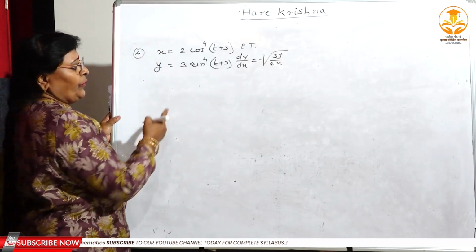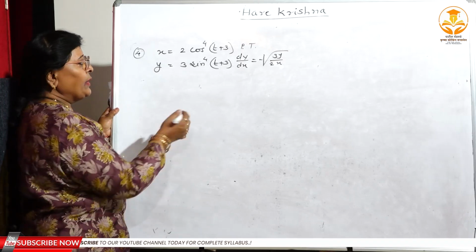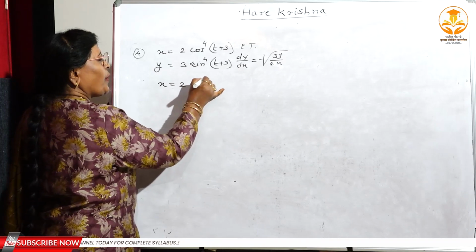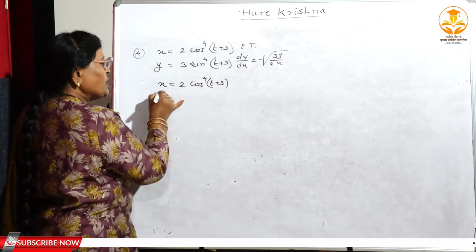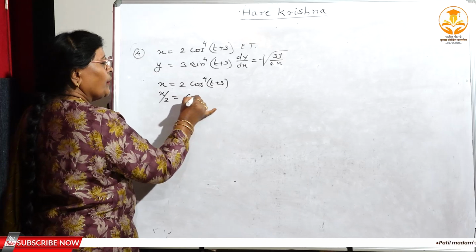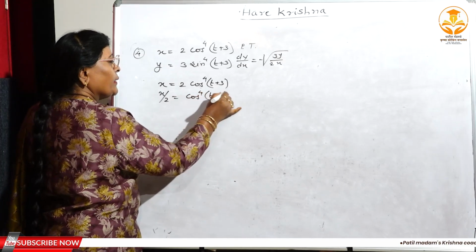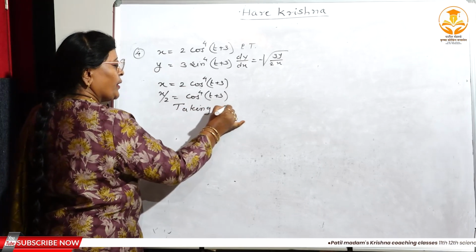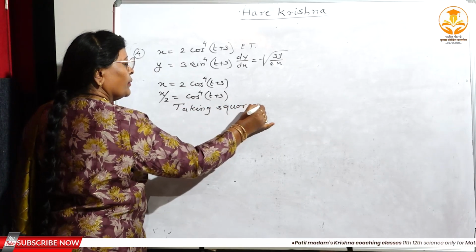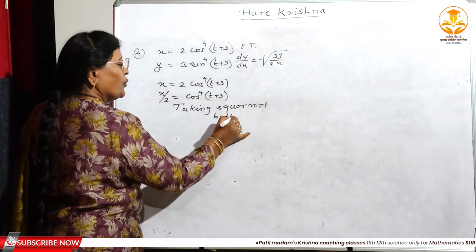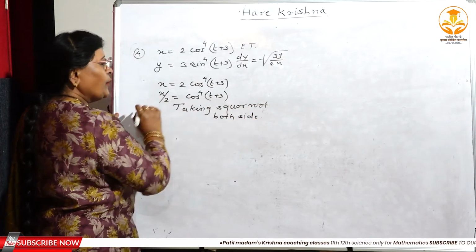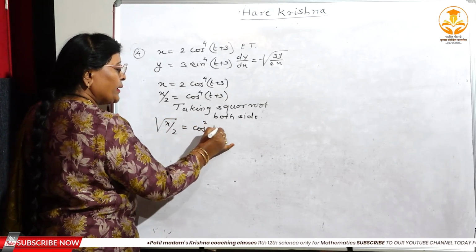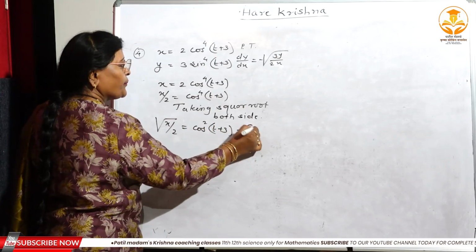Again see, directly also you can do, but I will give you the second method here. Say x is equal to 2 cos raised to power 4 t plus 3. Now this you can write as x by 2 is equal to cos raised to power 4 t plus 3. Taking square root both sides, then you have got root of x by 2 is equal to cos square t plus 3, and this is number 1, isn't it?